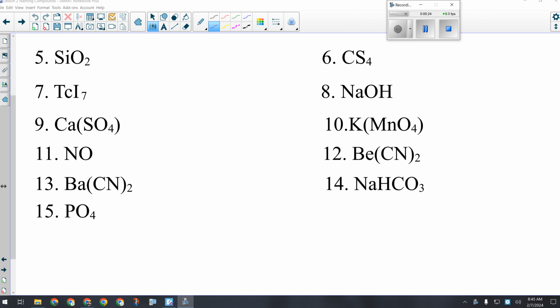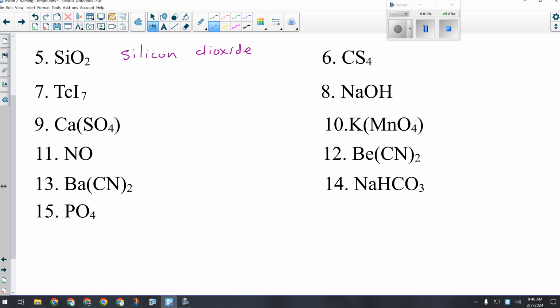So number 5, ionic or molecular. What do we think? It's molecular, yeah. Okay, it's got 2 nonmetals. Silicon is a nonmetal. It's on the right side of the staircase, and so is oxygen. So I follow those rules. There's only 1 silicon, so I don't need a prefix on that. Oxygen's going to need what prefix? Di. Okay, silicon dioxide.